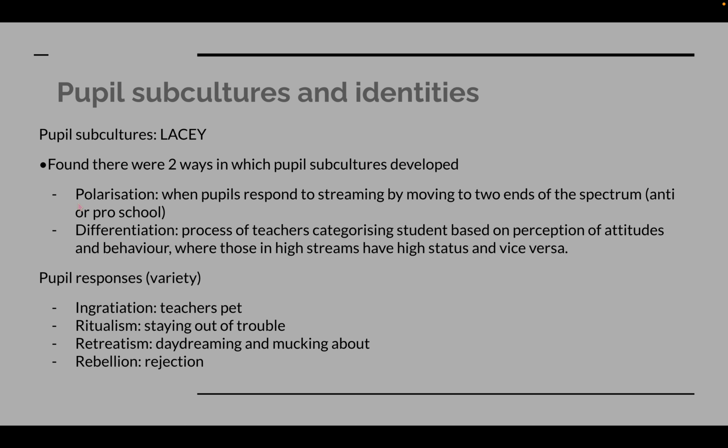And instead of polarization, where they respond by moving to two ends of the spectrum, there's a variety of pupil responses. For example, ingratiation, which is becoming a teacher's pet. Ritualism, which means the student just chooses to stay out of trouble. Retreatism was the daydreamers and the children who muck about. And rebellion is complete rejection of the education system, either not coming in, disrespecting the teacher, and overall just not doing anything at all to do with school. They just don't care.